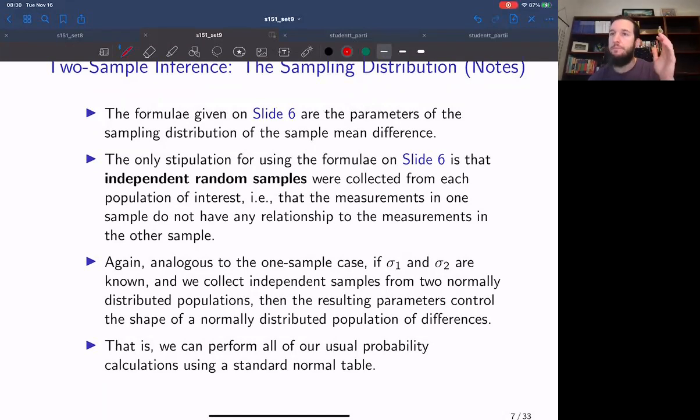We require that each population is normally distributed. And if we have sigma 1 and sigma 2, we can use a z-score. If we do not have sigma 1 and sigma 2, we use a t-value. So same ideas as in lecture set 7 and 8, except we have to check for each population separately since we are working with two populations now.